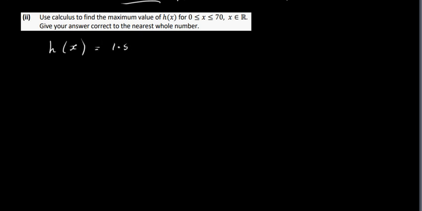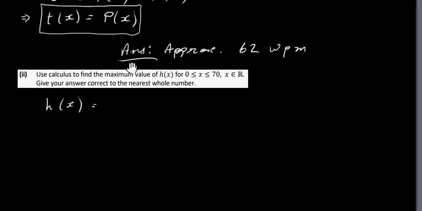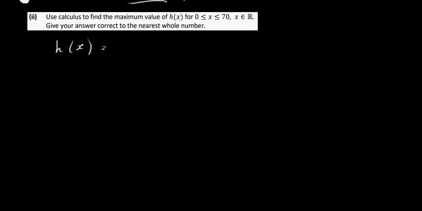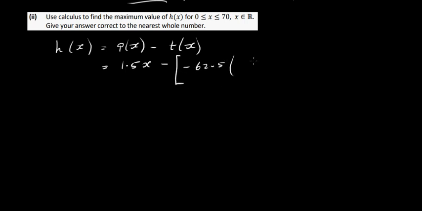Let's just go back one step. h of x is equal to p of x minus t of x. Now, our p of x was 1.5x. That was our p of x function. Our t of x now was minus 62.5 times the log of 1 minus x over 80.